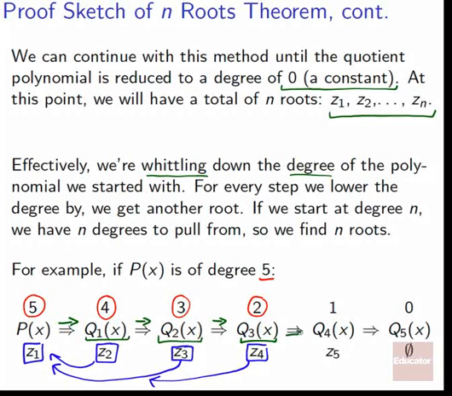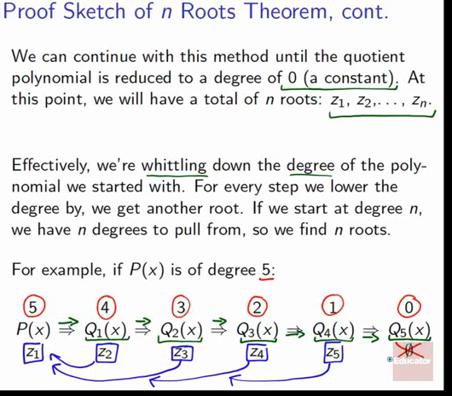We break it down once again, we get to q4 of x. It has a degree of 1, so it is guaranteed to have a root of z5. We plug that in, and so that's going to once again be yet another root. And finally, we use the division algorithm one last time, and we get down to q5 of x, which now has a degree of 0. And since we have a degree of 0, we're not able to get a root out of it, so we've used up all of our roots. So we've managed to pull out 5 roots because we start at degree 5, and each step we're able to pull out one root as we subtract by 1.